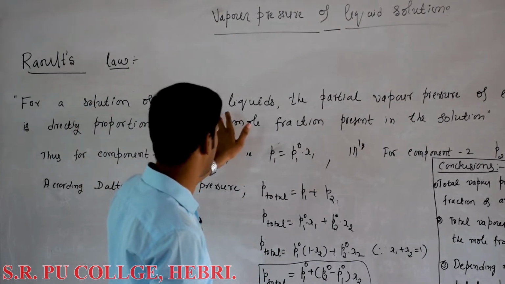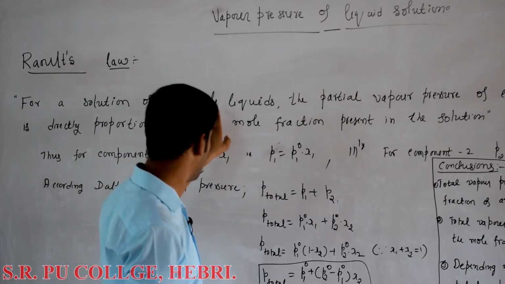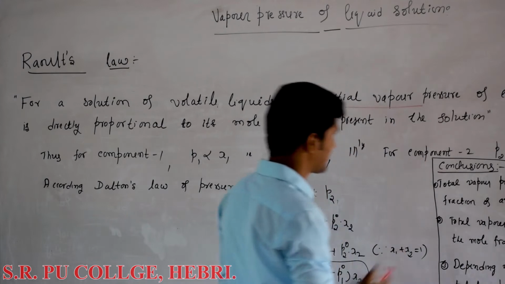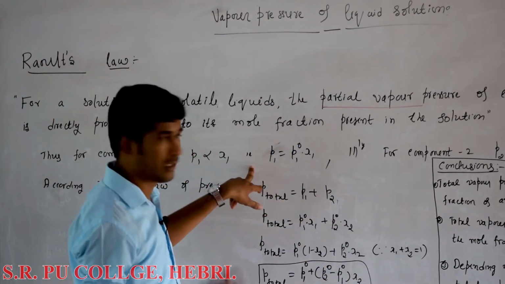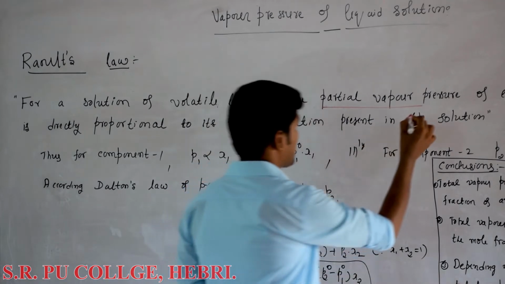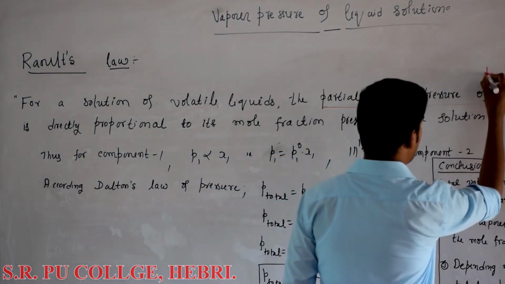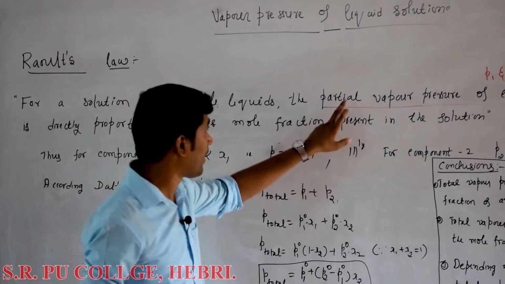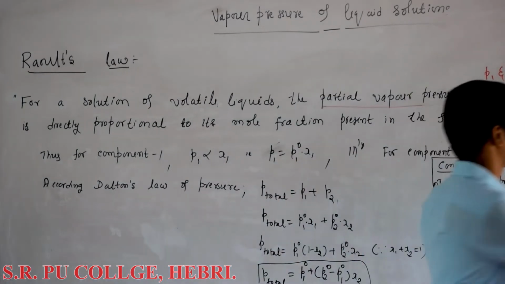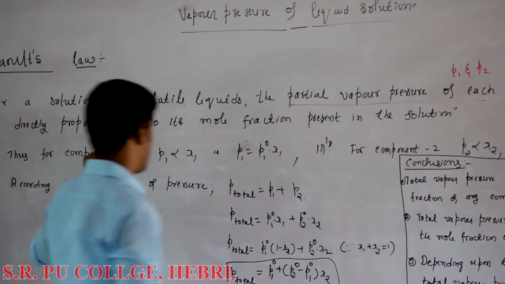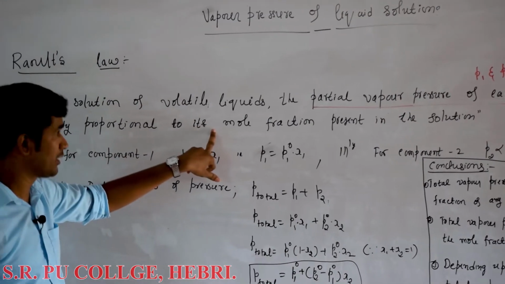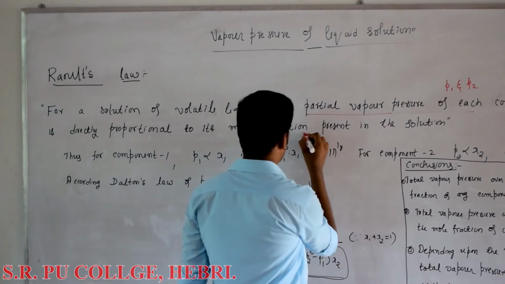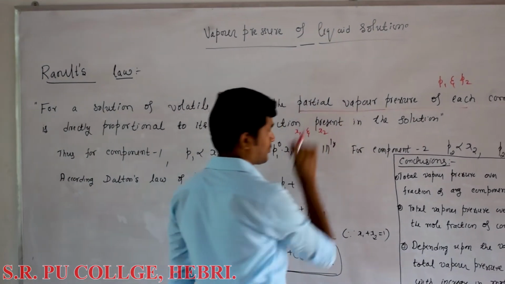For a solution of volatile liquids, we have taken a solution of two volatile liquids, component 1 and component 2. The partial vapor pressure of each component, P1 and P2, is directly proportional to its mole fraction present in the solution. We have taken the mole fraction of component 1 as x1 and the mole fraction of component 2 as x2.